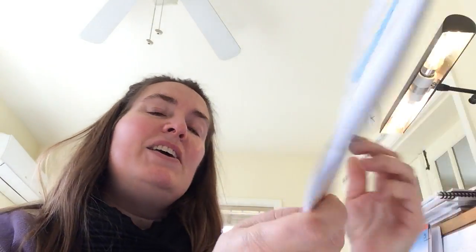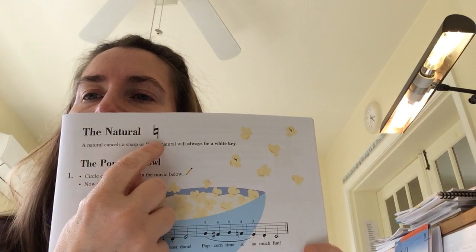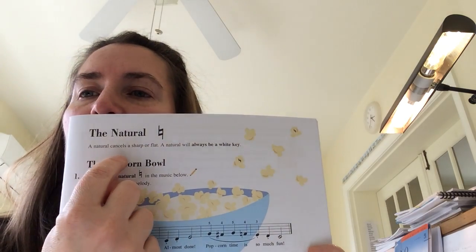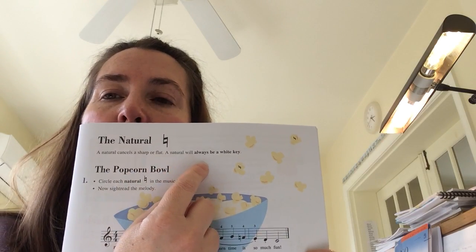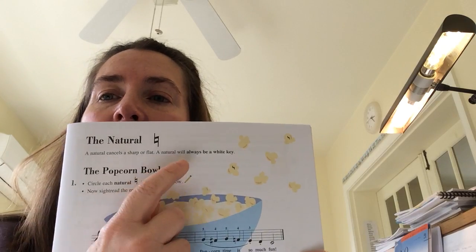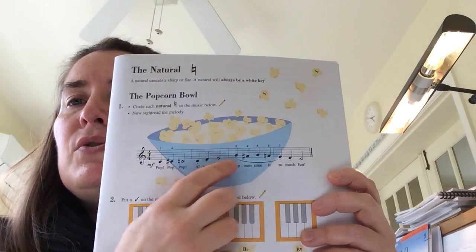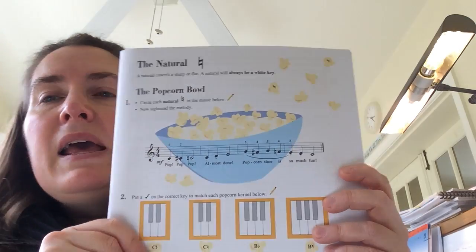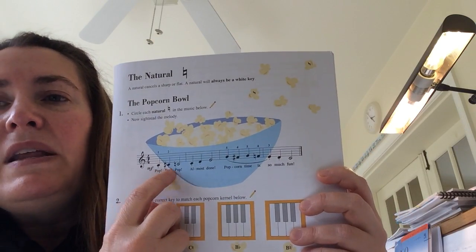All right, here is the last page that you'll be doing. This is about the natural. This is a natural sign. A natural cancels a sharp or a flat, and a natural will always be a white key. Sharps and flats are usually black keys, but a natural is always, always, always a white key. All right, so here's a popcorn bowl. This goes with the song Leftover Popcorn. And just follow the instructions, circle the natural sign, and then try reading this melody.